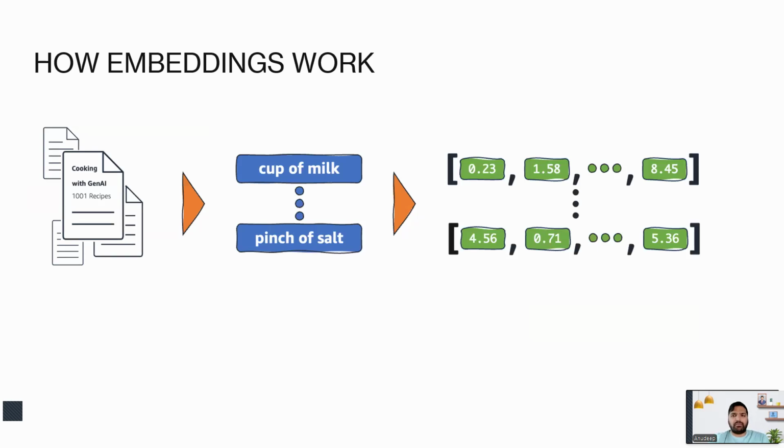Now, how do these embeddings work? As I told you previously, I have a list of steps to make a coffee, right? So what would be the steps? A cup of milk, then you add coffee beans, and then you add sugar, etc. All of these steps can be represented as an embedding vector that you're seeing on the right.